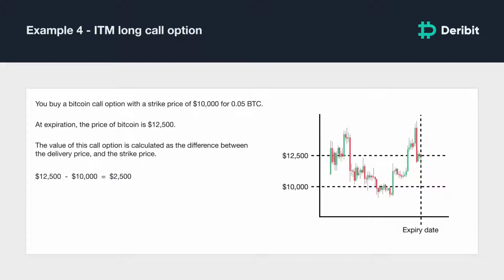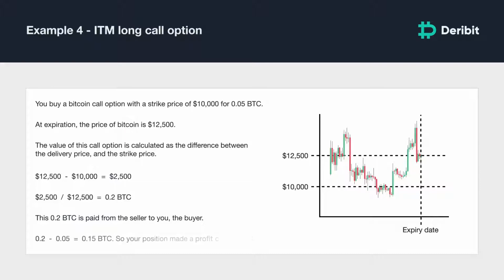To calculate how much this is in Bitcoin and the quantity that will be transferred, you divide this value by the current price of $12,500. So $2,500 at a Bitcoin price of $12,500 is 0.2 BTC. This 0.2 BTC is paid from the seller to you, the buyer. To calculate your final profit, though, you subtract from this number the original premium you paid for the option, which was 0.05 BTC. 0.2 minus 0.05 equals 0.15 BTC. So your position made a profit of 0.15 BTC.